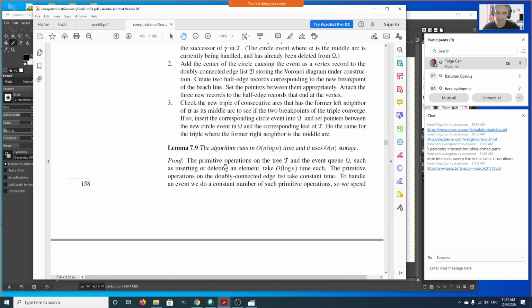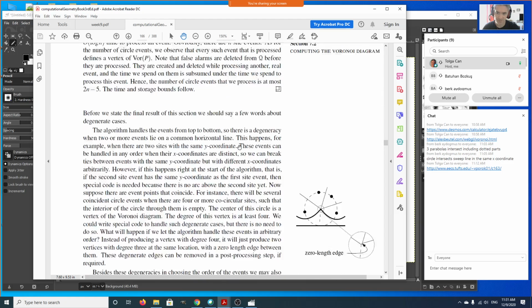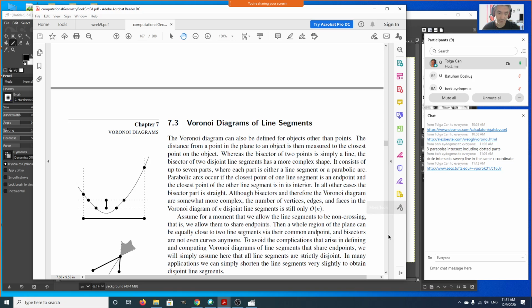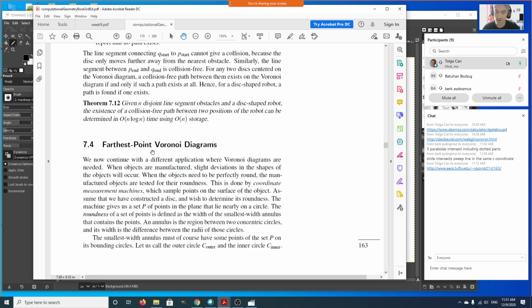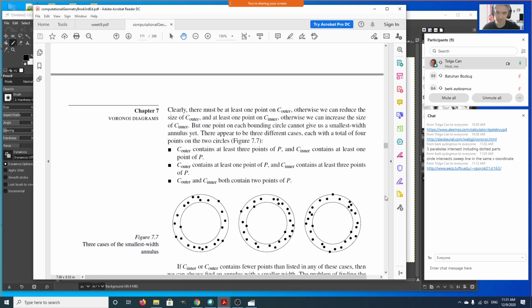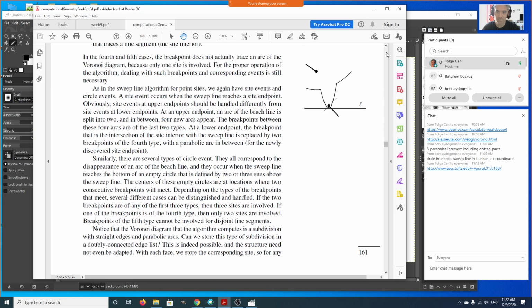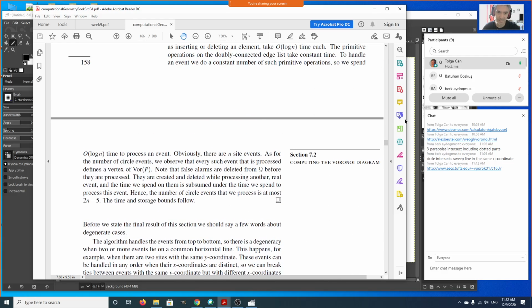All right. And I think I'm not going to talk about sections 7.3 and 7.4. I'm skipping those. 7.3 is Voronoi diagrams for line segments, and 7.4 is farthest point Voronoi diagrams, instead of looking at the closest distance. So this is something that is interesting, but I'm not going to talk about these two sections. We're just going to talk about Fortune's Voronoi diagram algorithm, and that's it.